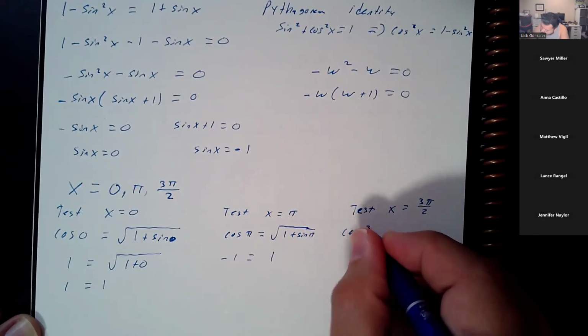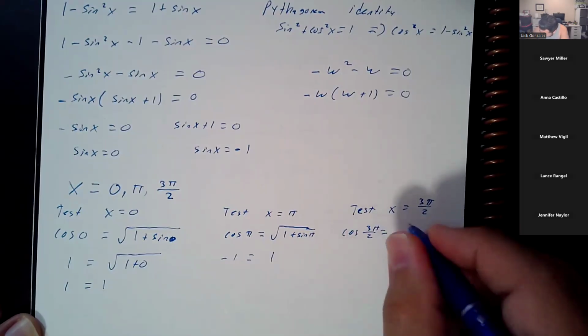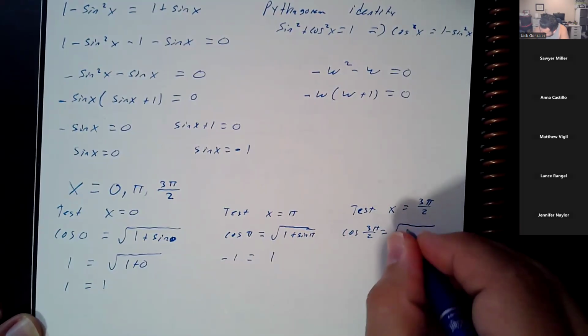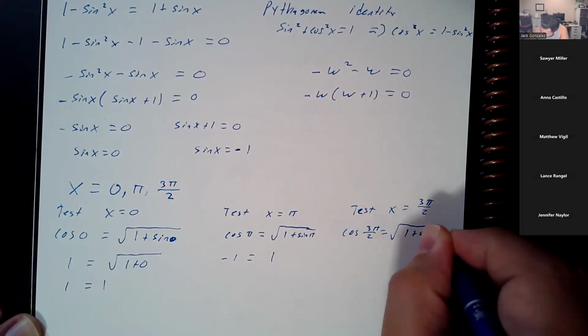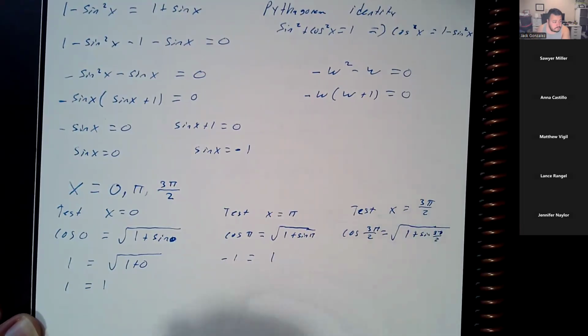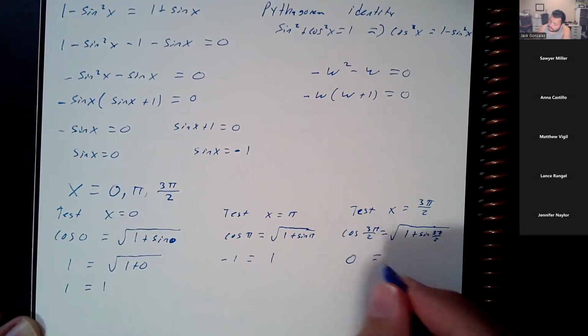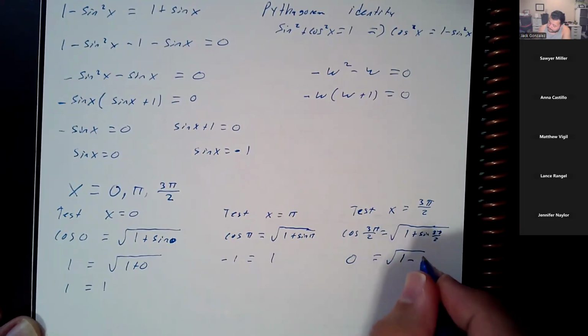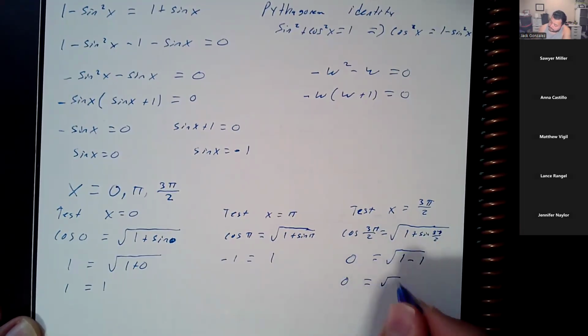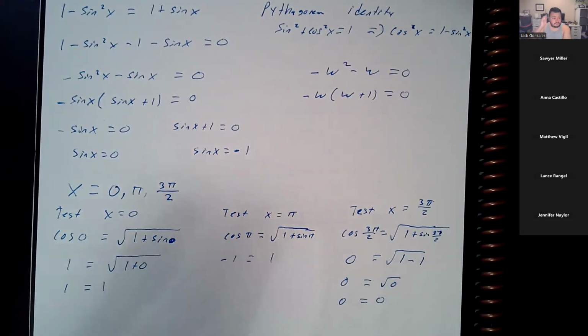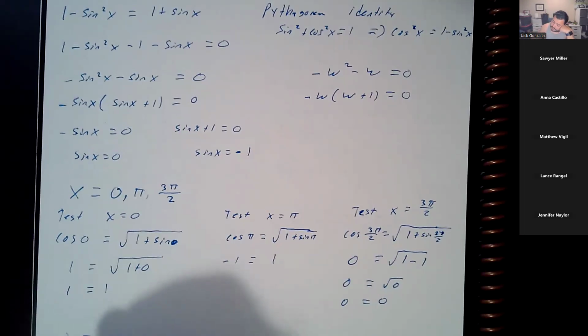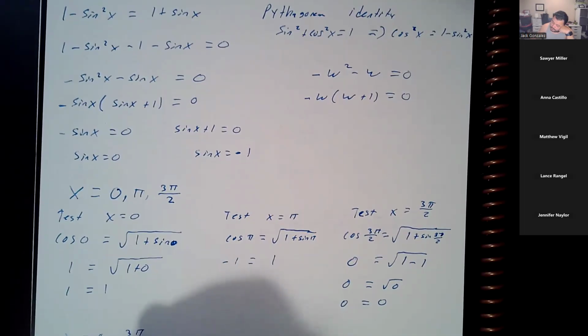Cosine of 3 pi over 2, is that equal to 1 plus sine of 3 pi over 2? This will be 0. This will be 1 minus 1. So yeah, we're good. So we only have two answers that actually work.